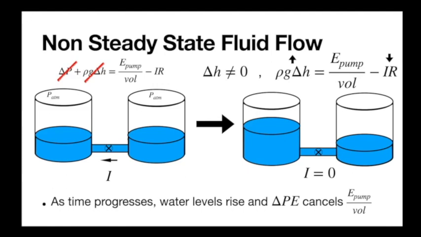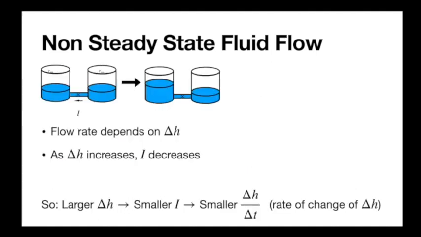So what we find is water level rises, and eventually potential energy density cancels out the energy density of the pump. So two things we know are that the flow rate depends on delta H, and that's kind of twofold. One, we just saw it with Bernoulli's equation, right? As the height difference grows, that means we have less energy to spend on thermal energy density, and so the flow rate has to go down. But another way to see that is, how are delta H and I related? Well, there's another way that they're related, not just from Bernoulli's equation.